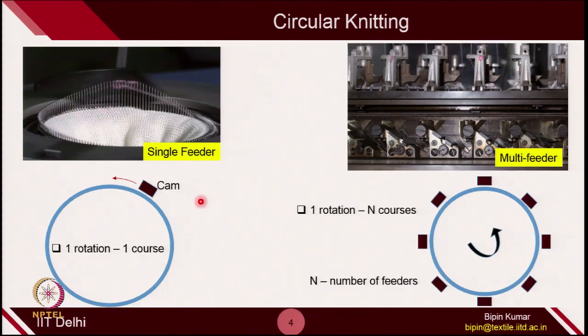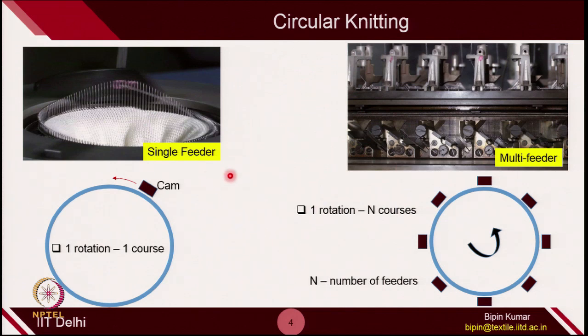So, this is just the summary. In a single feeder machine, in one rotation, especially in this machine, one course will be generated. But in multi feeder machines, in one rotation each needle can do n times knitting action. So, n courses can be formed, where n is the number of feeders. Again, the number of feeders will be equal to the number of cams as well.